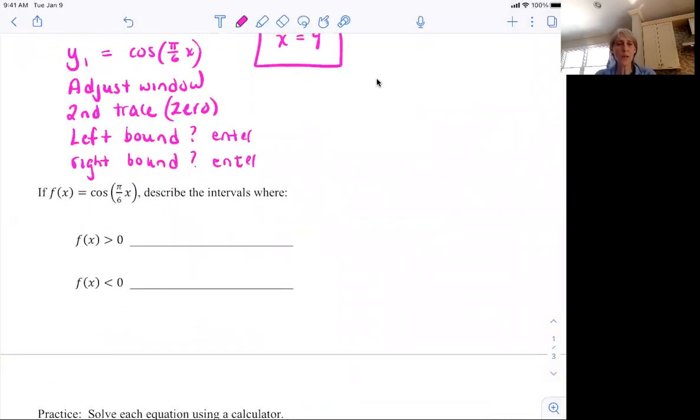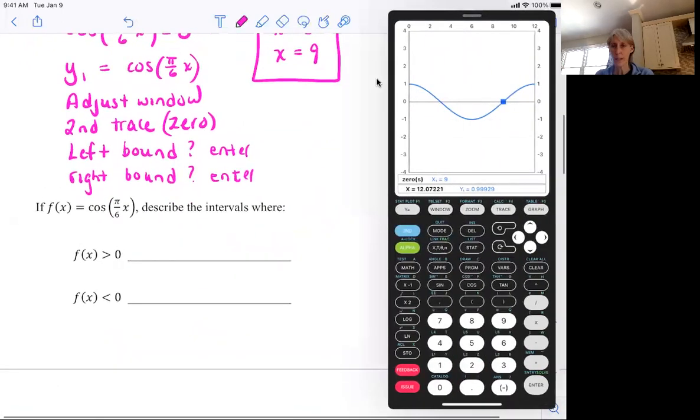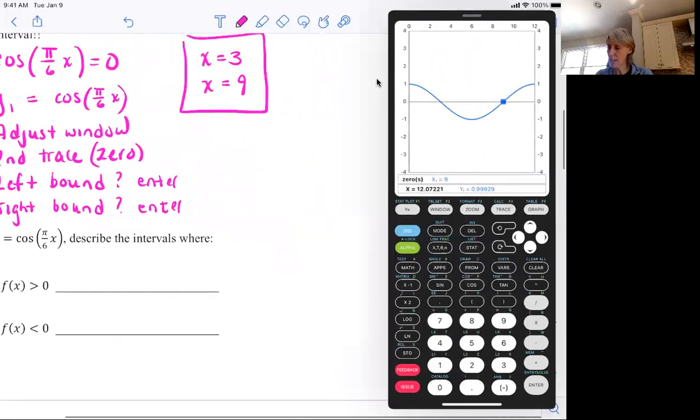If f of x equals cosine pi over 6x, now let's go back to our calculator screen for a second. Remember, x equals 3 and x equals 9. Those are our x-intercepts.